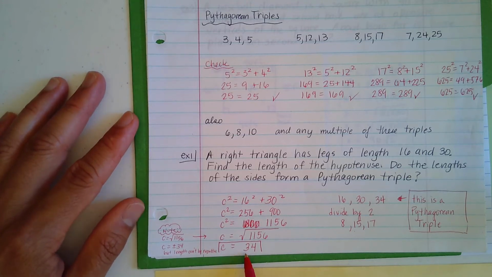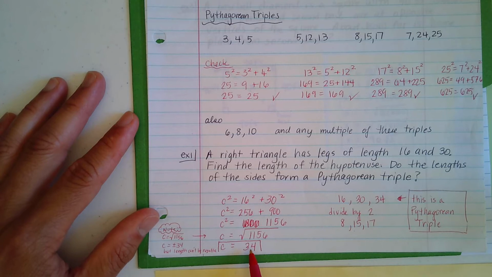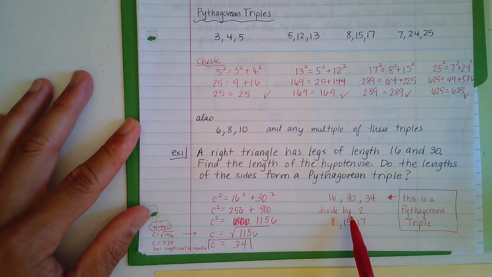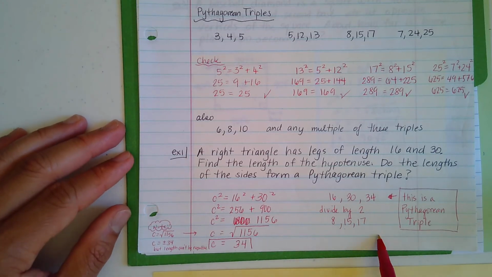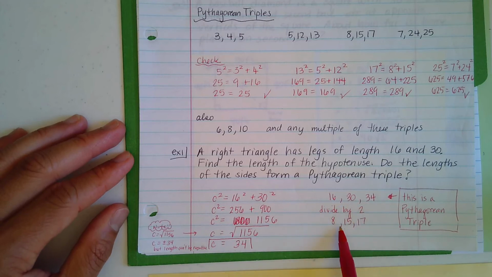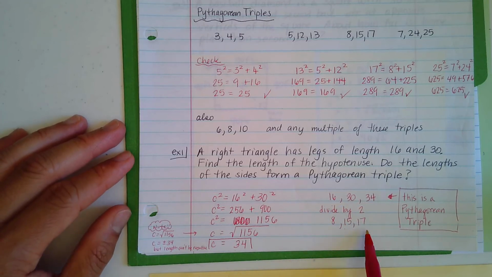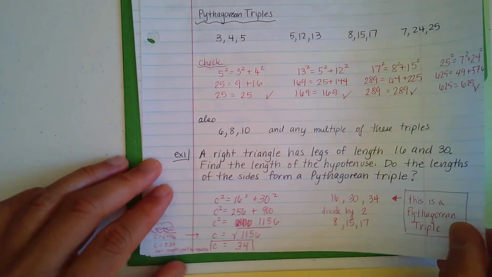Now again, we're only going to keep the positive because in order to have a Pythagorean triple, we're going to use positive numbers. We don't use the negative answer because when we talk about lengths of a triangle, or lengths of anything, lengths are always measured in positive units, not negative. Alright, so now we know that 16, 30, and 34 is a Pythagorean triple. If you wanted to find another Pythagorean triple, divide everything by 2 and you get positive integers. Therefore 8, 15, and 17 is a Pythagorean triple.